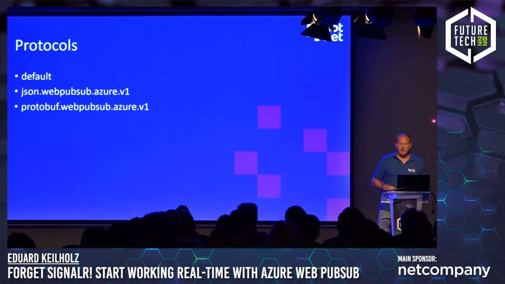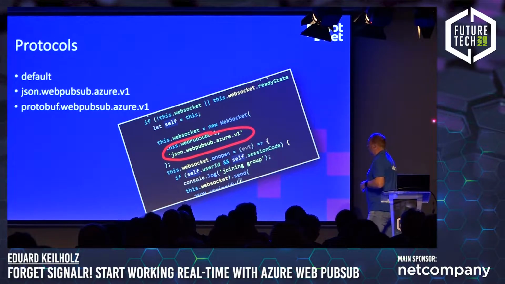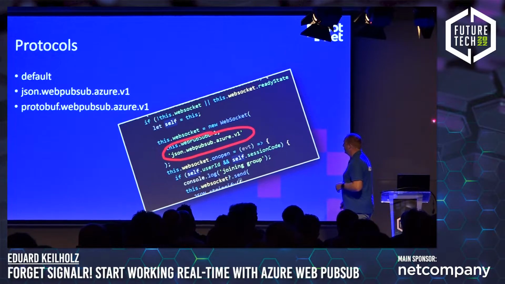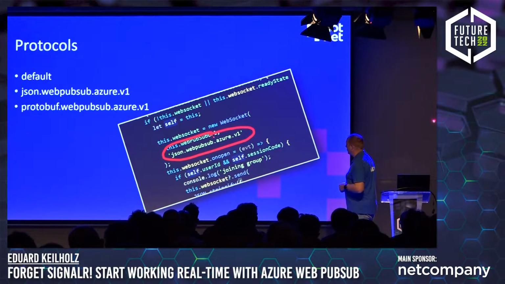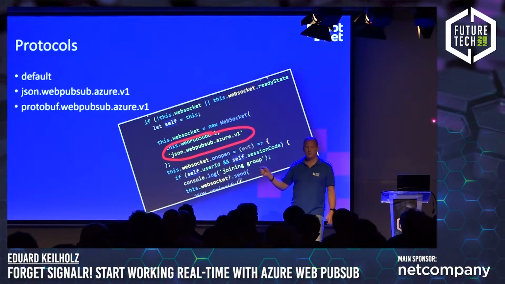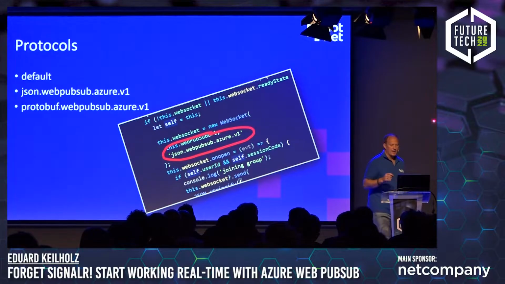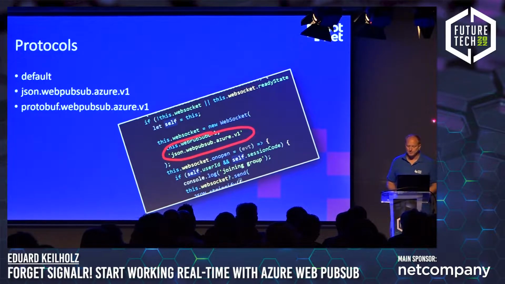So if you want to use that protocol, all you have to do is, where you create your WebSocket connection right here, you add just a simple line, which is the name of the protocol. The top line, Web PubSub URL, is the connection string to my Web PubSub service. And then I add another parameter telling that I want to use a specific type of protocol.